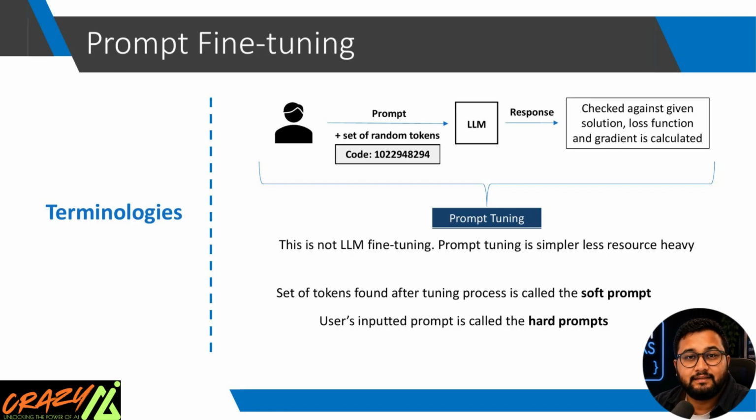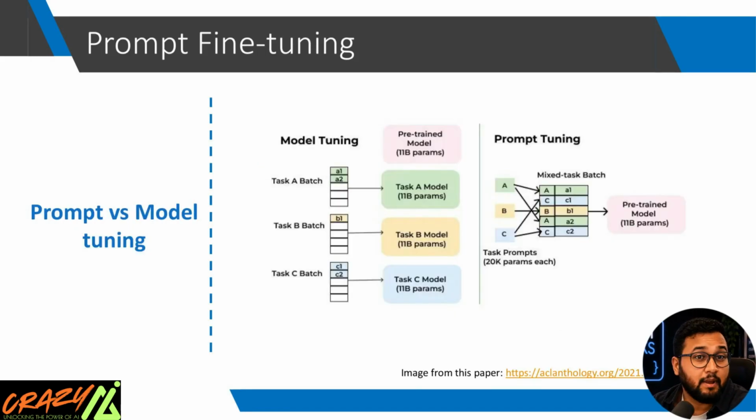On the other hand, the text that you type manually, such as summarize this article or translate this paragraph, is called the hard prompt. A simple way to remember this: hard prompt equals written by the user. Soft prompt equals learned automatically during training. Because only a tiny number of parameters are optimized, prompt tuning is much faster and requires significantly fewer computational resources than traditional fine-tuning.